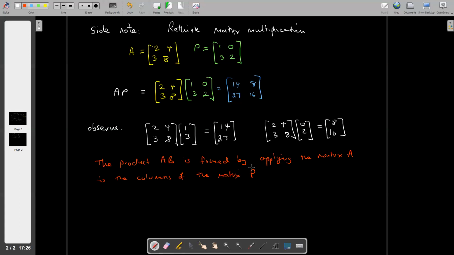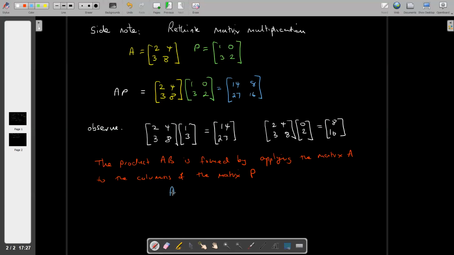Okay, so, and then we're putting them together. So this column here, the product, is precisely this matrix acting on this column, and this column here is precisely the matrix acting on the second column. So let me kind of spell it out.